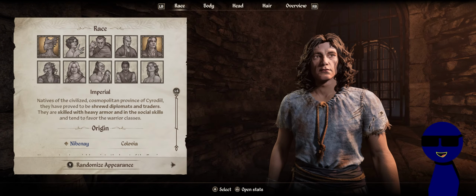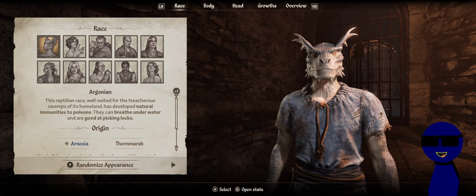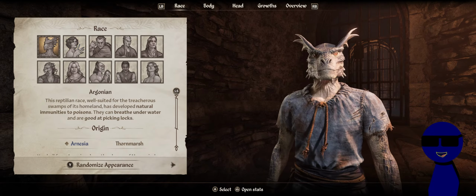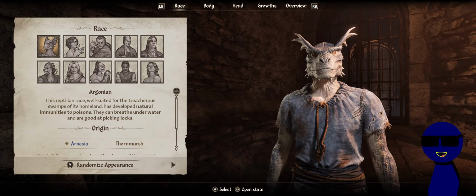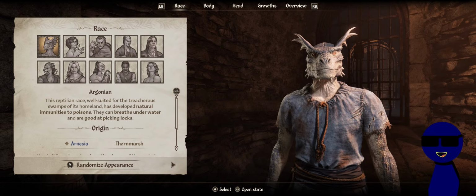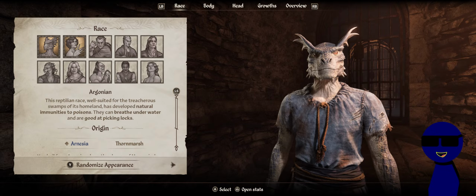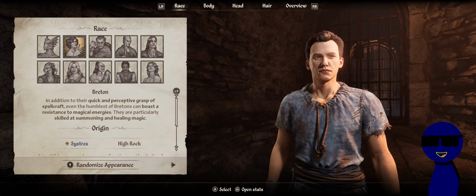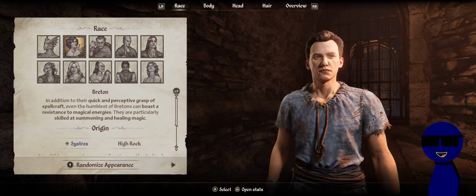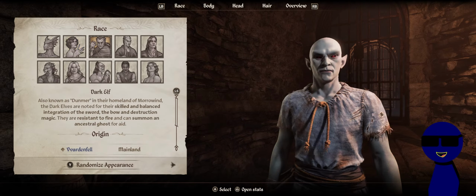Breton. This reptilian race, well suited for the treacherous swamps of its homeland, has developed natural immunities to poison. They can breathe underwater and are good at picking locks. In addition to their quick and perceptive grasp of spellcraft, even the humblest Bretons can boast a resistance to magical energies. They are particularly skilled at summoning and healing magic.